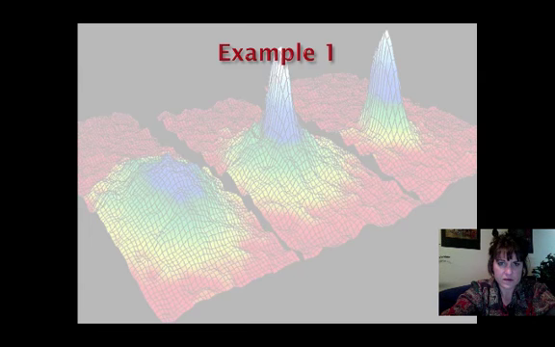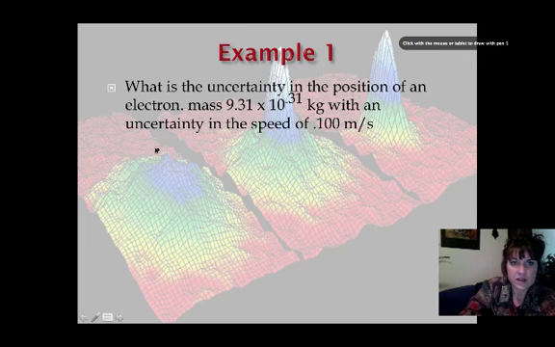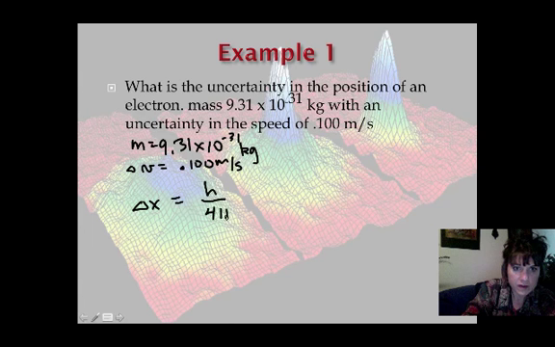Let's look at an example of this. So we want to describe the uncertainty in the position of an electron that has a mass equal to 9.31 times 10 to the minus 31 kilograms, and an uncertainty in the speed, so its speed uncertainty is going to be 0.100 meters per second. So the uncertainty in the position, delta x, is going to be equal to h over 4 pi divided by the uncertainty in its momentum. So the mass times the velocity.